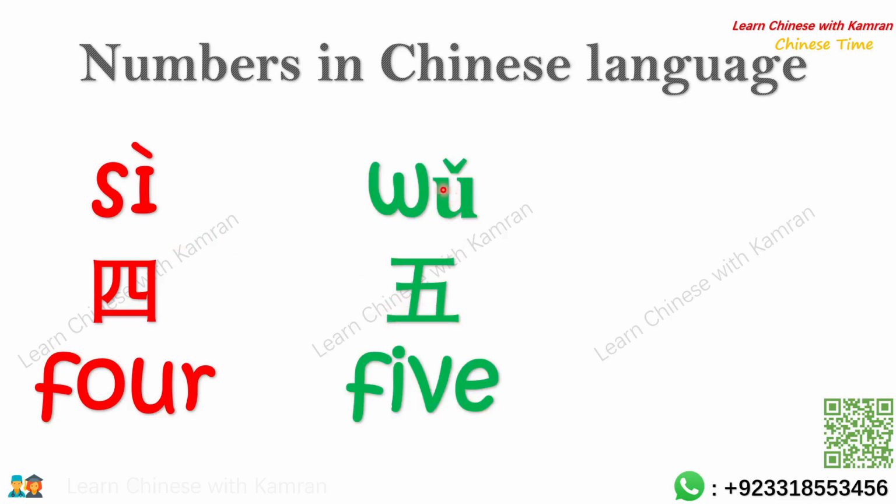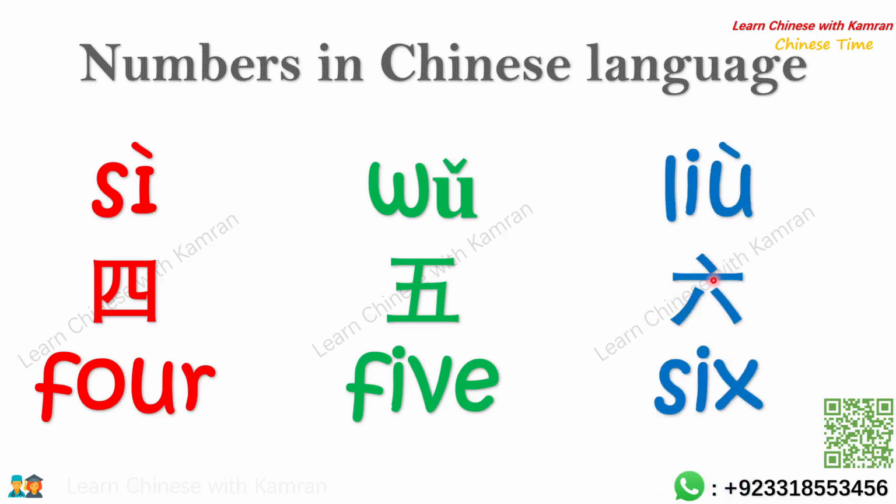This is third tone. You have to be a little bit careful. First you have to decrease your pitch of the tone, and then you have to increase it. It is wu. Next one is 6. It is again very easy to write. It is fourth tone and it is pronounced as liu.